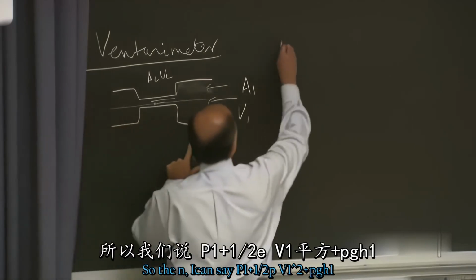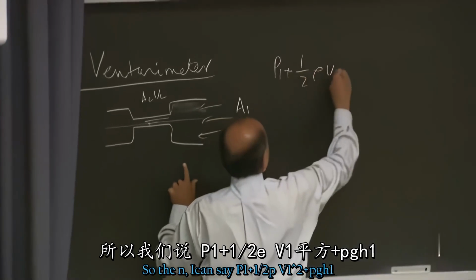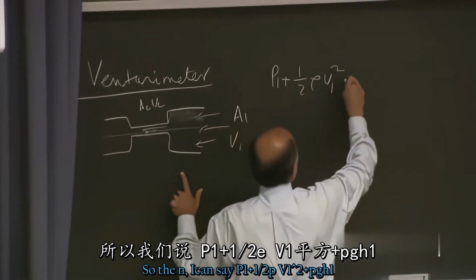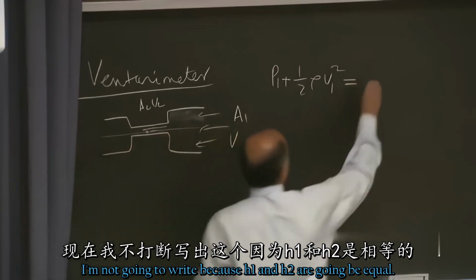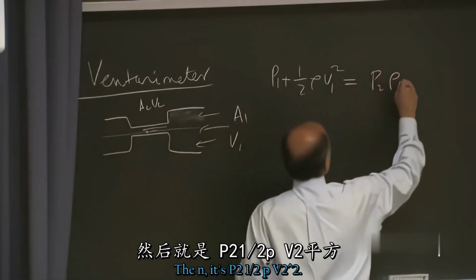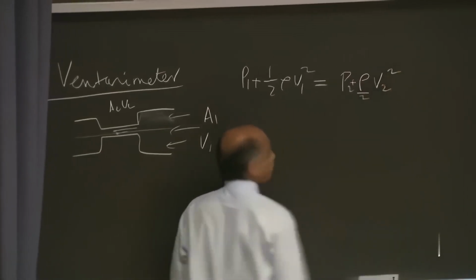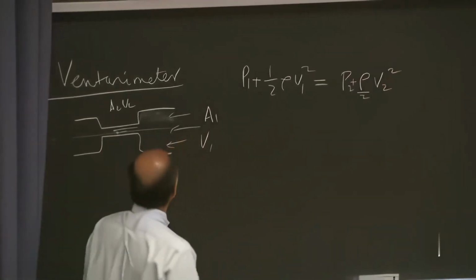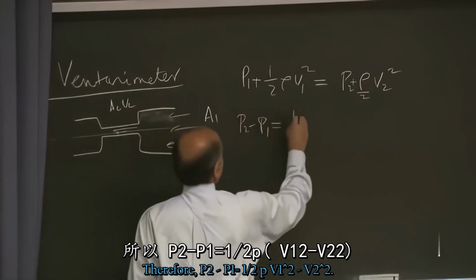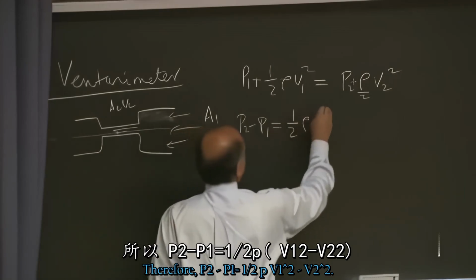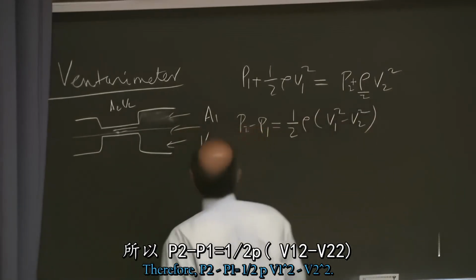So then I can say P1 plus 1/2 rho V1 squared plus rho g h1, I'm not going to write because h1 and h2 are going to be equal. Then it's P2 plus 1/2 rho V2 squared. Therefore, P2 minus P1 is equal to 1/2 rho (V1 squared minus V2 squared).